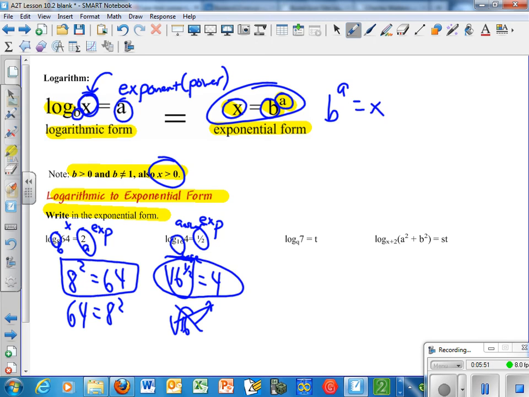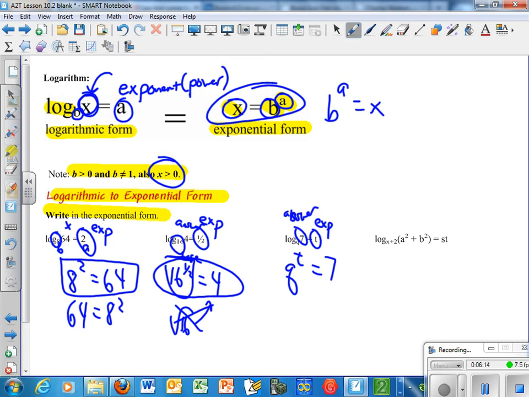Okay, now we get over here and we start throwing some letters in there and some expressions. It's no different. You're going to take the base q, raise it to this exponent. q to the power of t has to equal the answer of 7, or 7 equals q to the t.